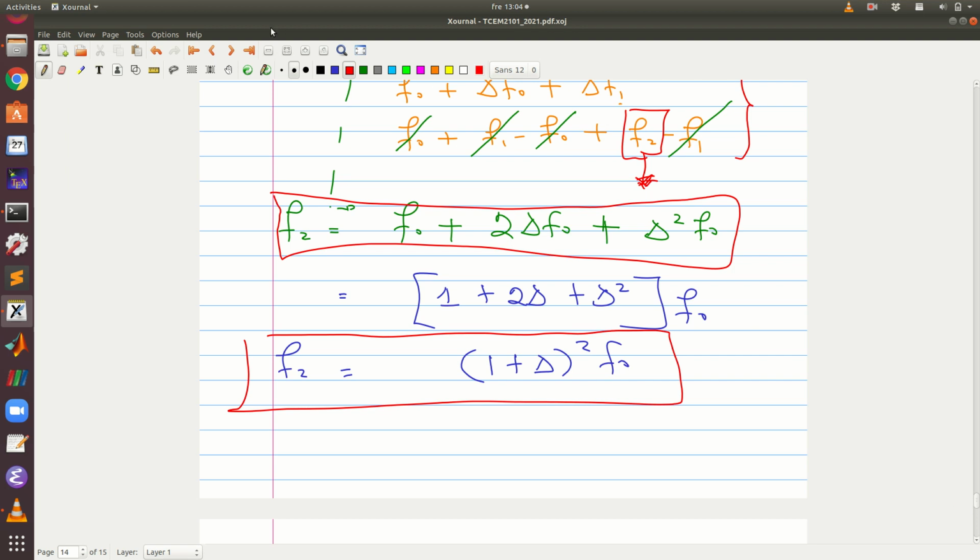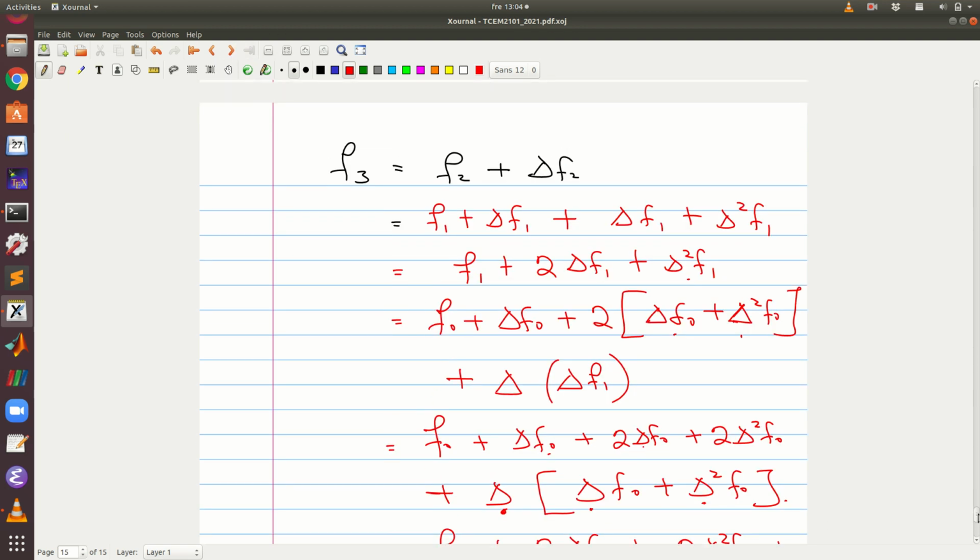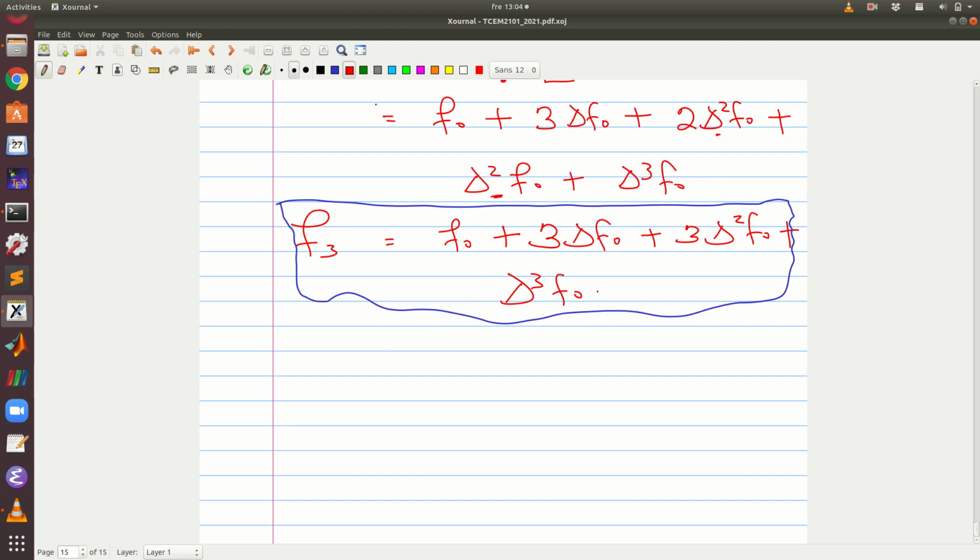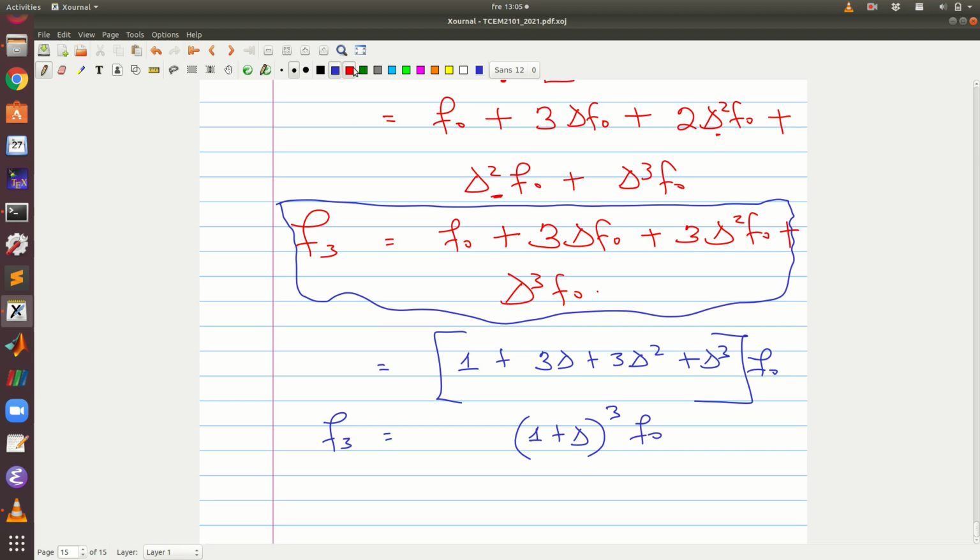Now if we also go back and do the same, we put F0 out, so we have 1 plus 3 the del operator plus 3 the del operator squared plus the del operator cubed. You should be able to appreciate that this is 1 plus the del operator to the power 3 F0, and this is F3.